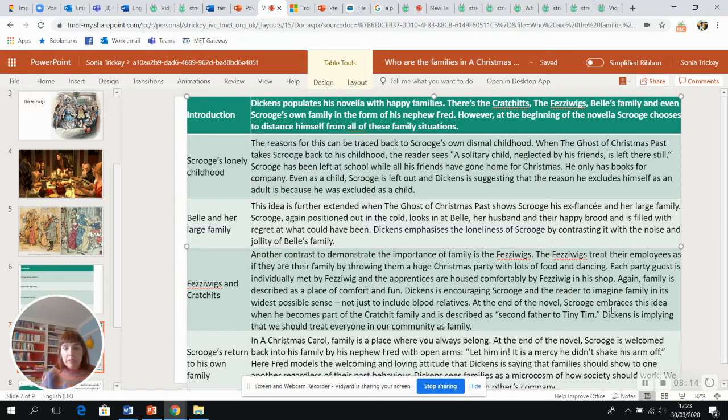Again, family is described as a place of comfort and fun. Dickens is encouraging Scrooge and the reader to imagine family in its widest possible sense, not just to include blood relatives. At the end of the novel, Scrooge embraces this idea when he becomes part of the Cratchit family and is described as a second father to Tiny Tim. Dickens is implying that we should treat everyone in our community as family. So even though Tiny Tim isn't actually Scrooge's family, like Fezziwig looked after him when he was a young man, Scrooge extends his responsibility as an employer and he looks after Tiny Tim as if he was his own.